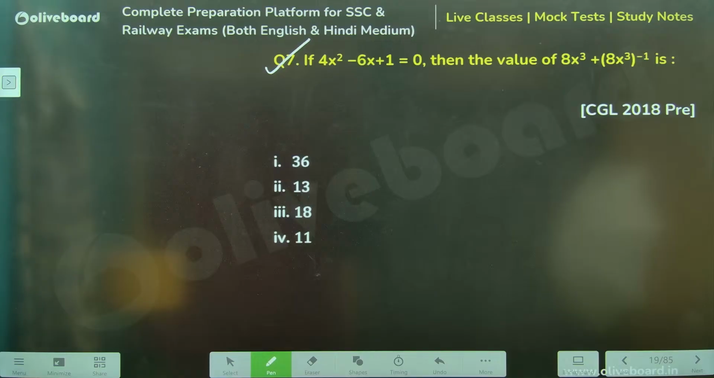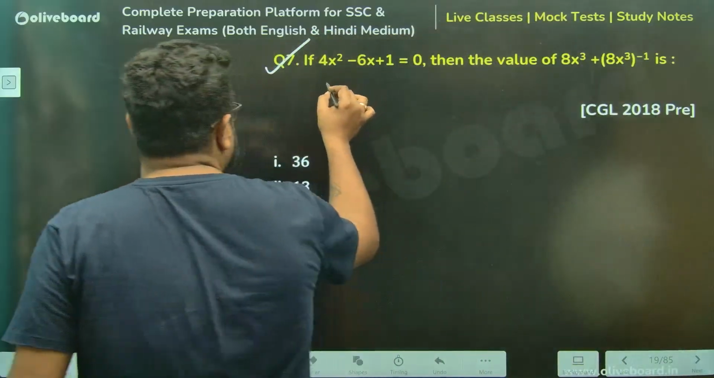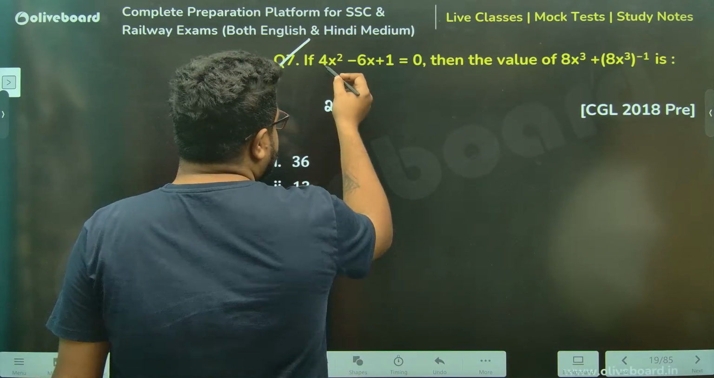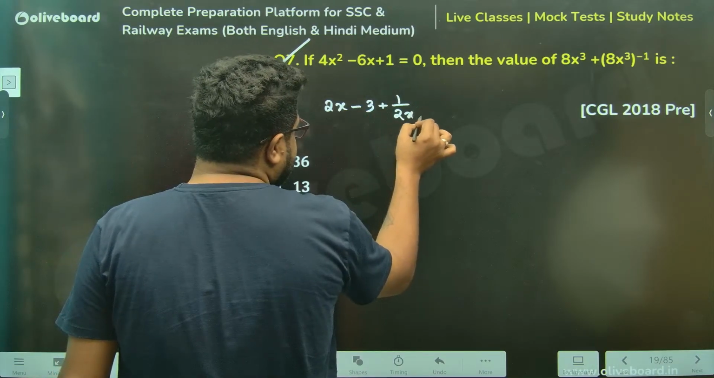Very simple question. You just need to manage the coefficients. So if I divide by x, I'll divide by 2x. This will be minus 3, this will be 1 by 2x. That is how I managed it.